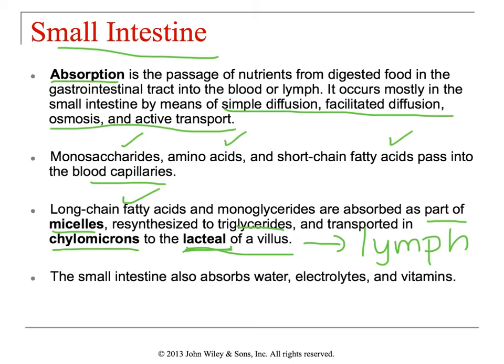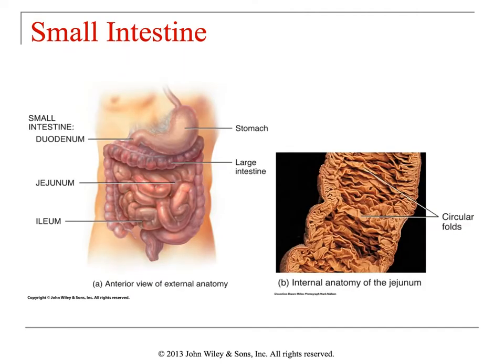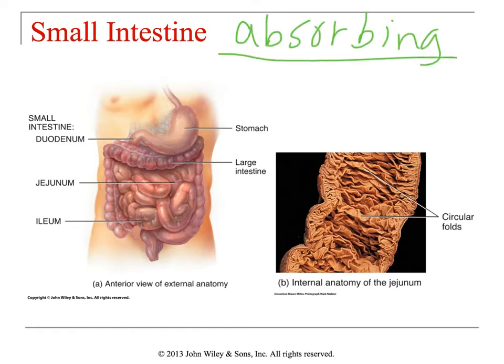The small intestine also absorbs water, electrolytes, and vitamins. So here's the small intestines. Because it's doing all this absorbing and secreting, it's secreting enzymes that are going to break down your food, it has a lot of surface area, so it's really long. They say about 18 feet long. Really, really long.